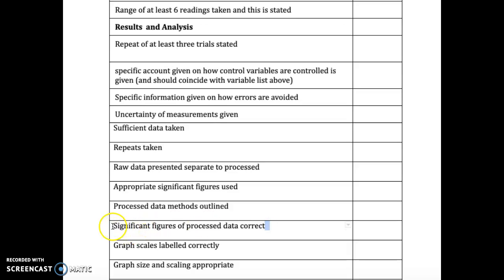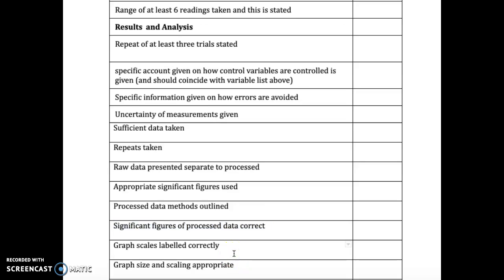Your significant figures of your processed data must be exactly the same as for the raw. So if your temperature was 0.01 of a degree and then you do something to square the temperature, then your temperature squared must be 0.01, the same amount of significant figures.